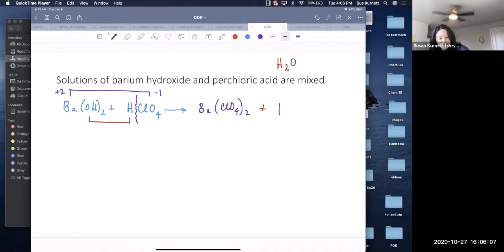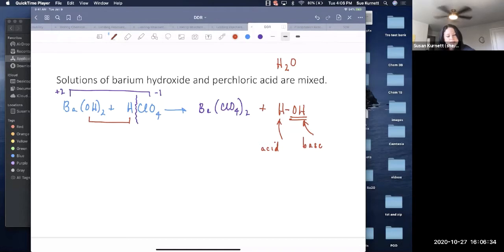I'm going to write it H-OH. This is to remind myself that one hydrogen came from the acid, and the other hydrogen is part of a hydroxide, and the hydroxide came from the base. And so I look at the acid that I have, perchloric acid, and I look at the base I have, barium hydroxide, and I ask myself, how many waters could be made?